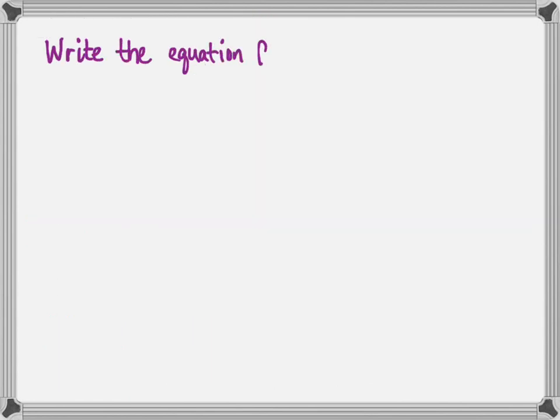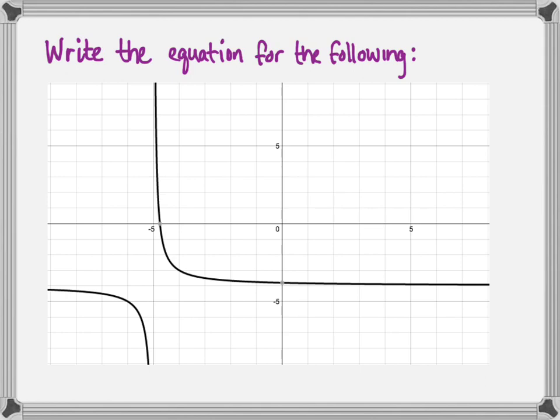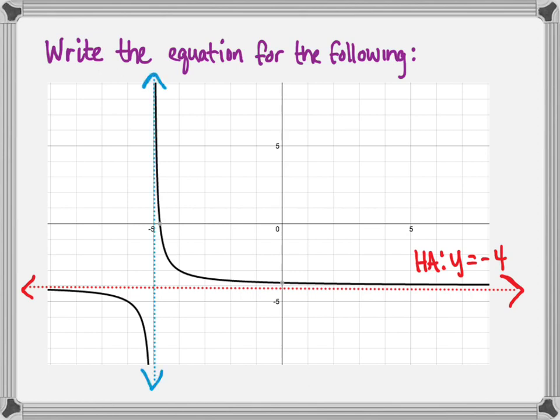Okay, let's look at an example of looking at a graph and actually writing the equation from the graph. So here we have a graph, and let's see if we can figure out its equation. Now I can see that it looks like there's a horizontal asymptote here at y equals -4, and it looks like I have a vertical asymptote here at x equals -5.